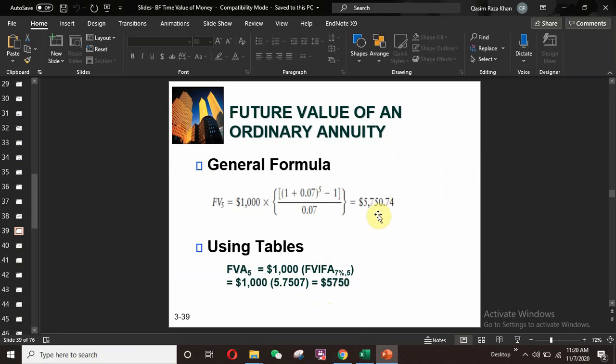So the answer will be the same, because you can use any kind of technique. It's up to you, but both techniques will give you the same value. So with this method and these kinds of equations, we can find the future value of the ordinary annuity of our investment plan.